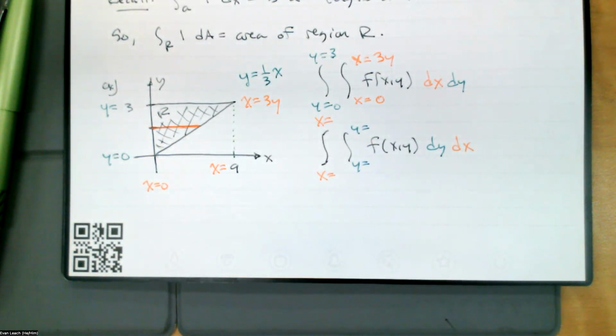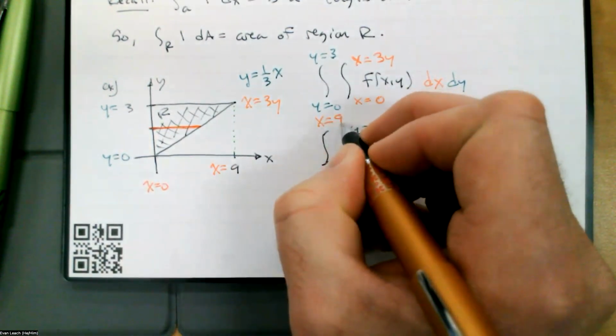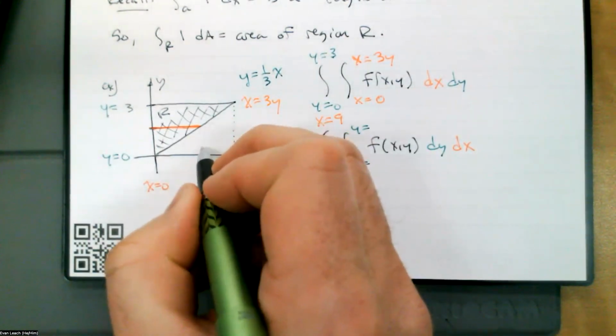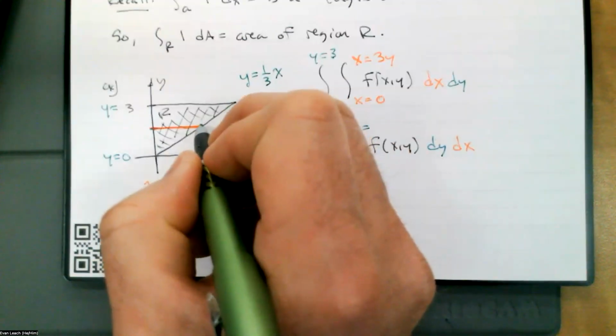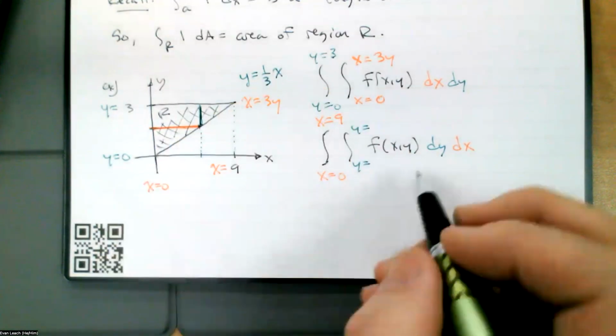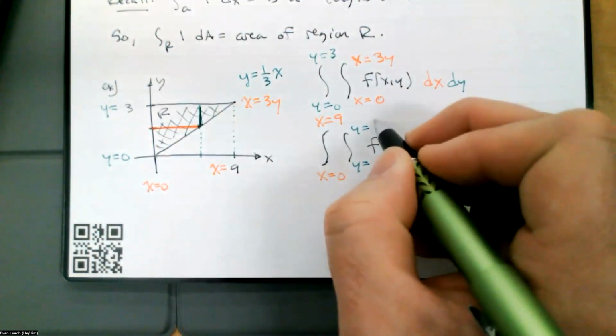In the other direction, with the dy dx integral, we'll assign the outer integral first because it has to be constants. The x's all go from 0 to 9. Now, for a typical x value, we see what's y between. Y starts at the line and ends at 3. So I'm going to write down start at the line, 1/3 x, and end when you get to 3.